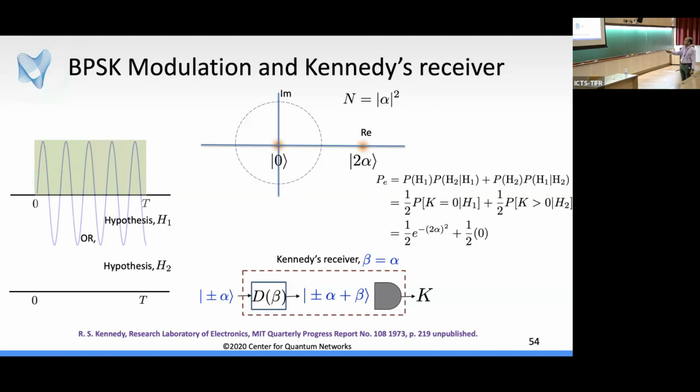If this hypothesis is true, will you ever make an error? You will never make an error, because this will not give you a click and you will guess that is the hypothesis. So you get a probability of error which is 1/2 times e to the minus 4n. Okay, so hold on to that thought.